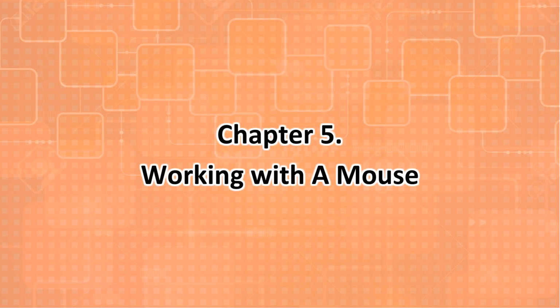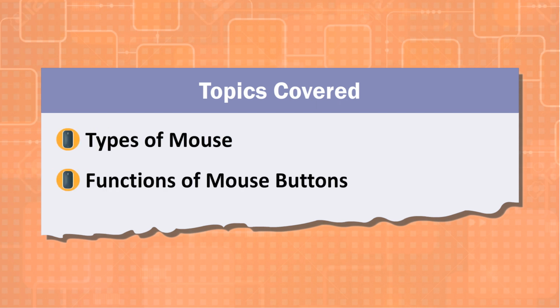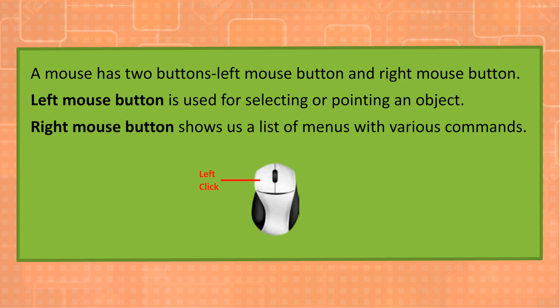Chapter 5. Working with a mouse. Topics covered. Types of mouse. Functions of mouse buttons. A mouse has two buttons, left mouse button and right mouse button. Left mouse button is used for selecting or pointing an object. Right mouse button shows us a list of menus with various commands.